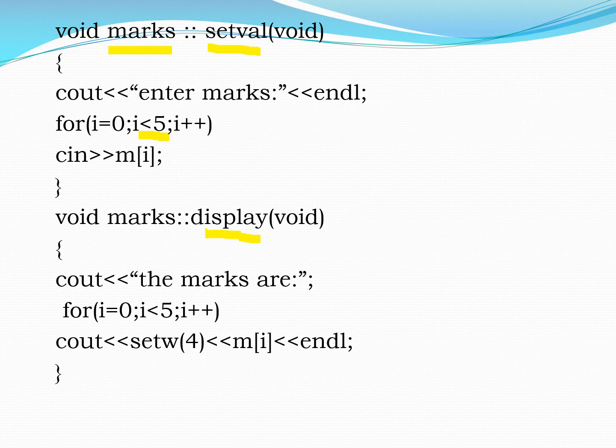In this display also we are going to use an array. How? The cout, the marks, for i equal to 0; i less than 5. Whatever marks are stored in m of 0, m of 1, m of 2, m of 3 and m of 4, are displayed by using the statement cout m of i. This is how you are going to use arrays in classes. We'll see the other topics in the next classes.